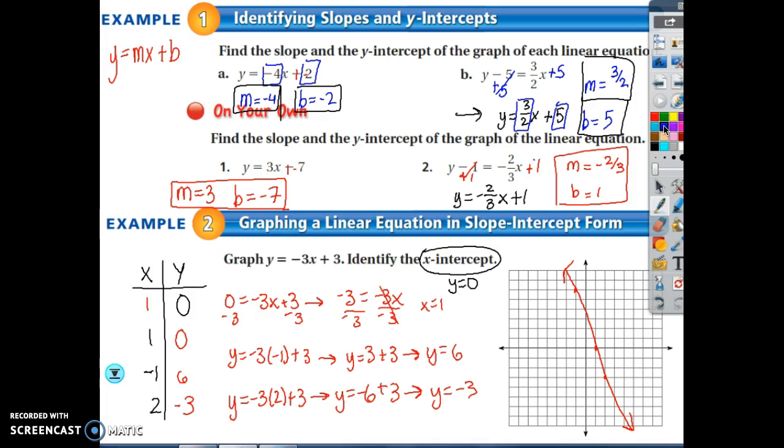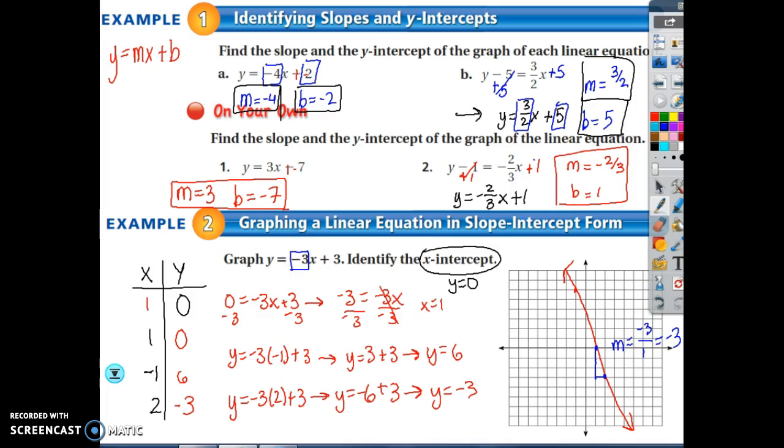Counting my slope on my graph, I'm going to go from my x-intercept to the point below it. I'm going to go down 1, 2, 3, which means the numerator of my fraction for slope is going to be negative 3. And I go over 1, which gives me a slope of negative 3. If we look back to our equation, we see that m is in fact negative 3.